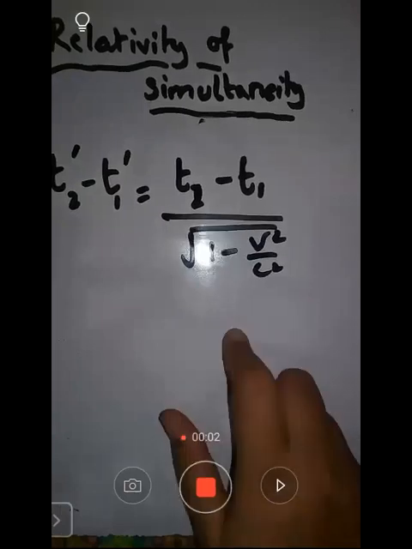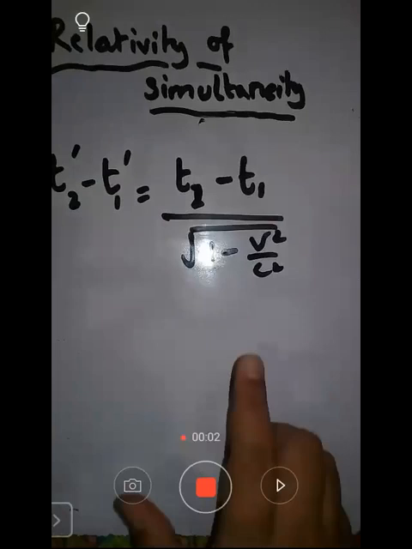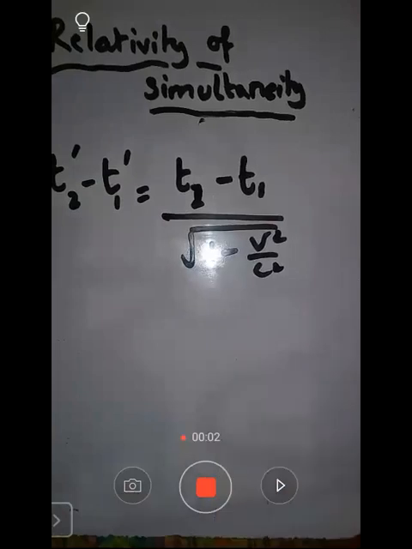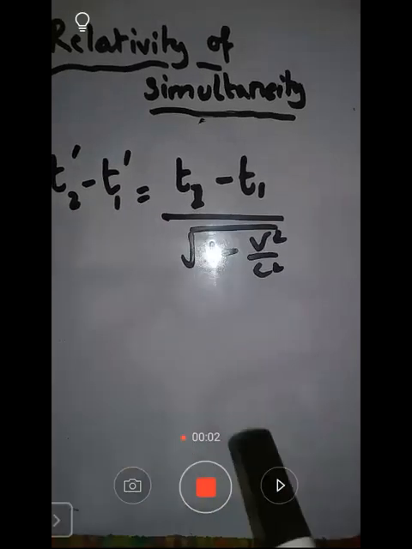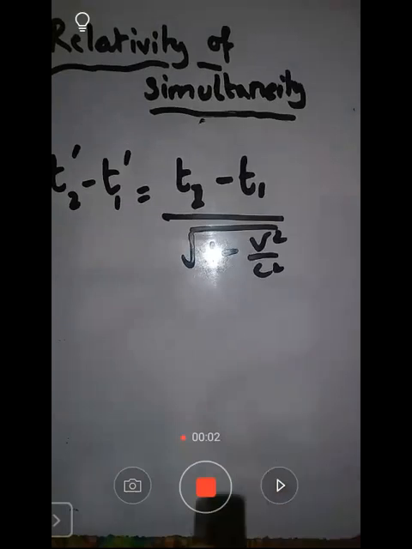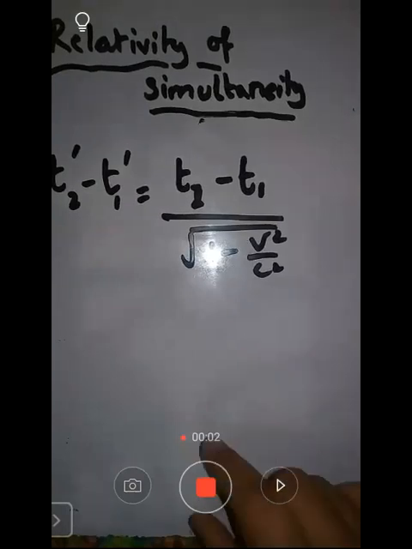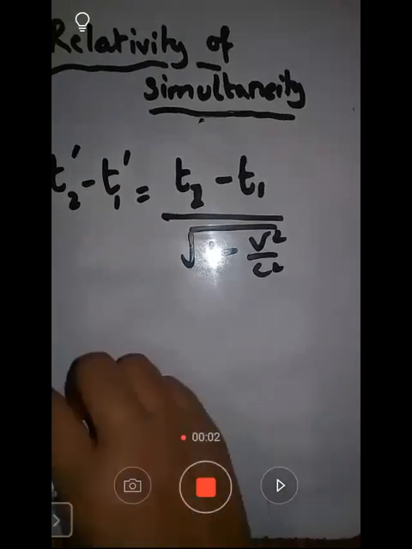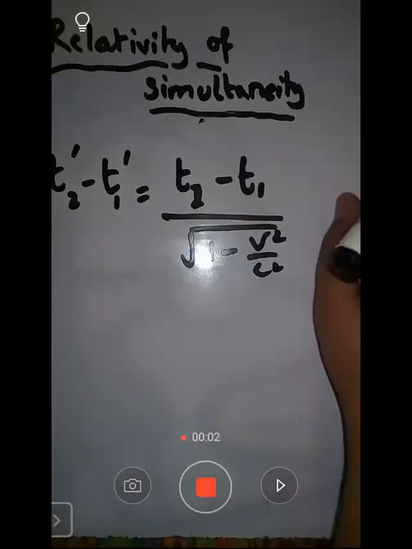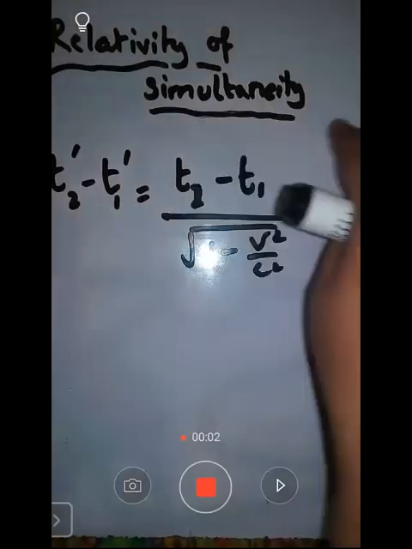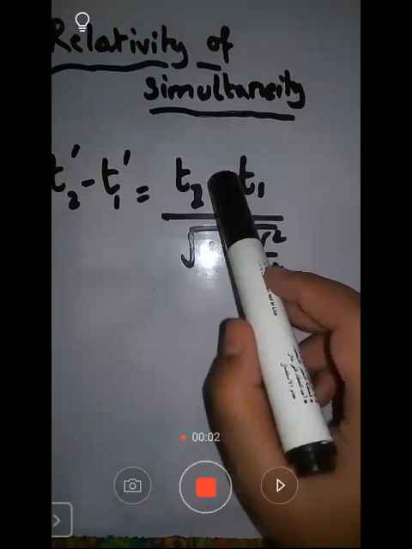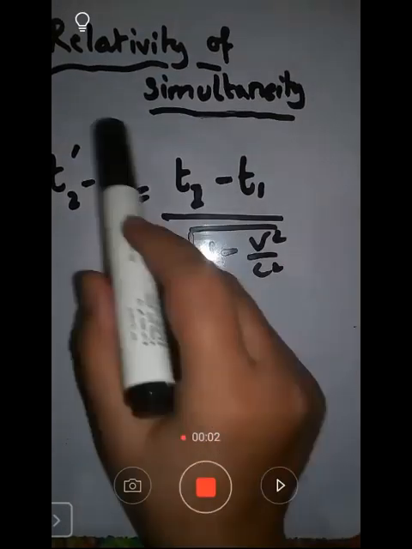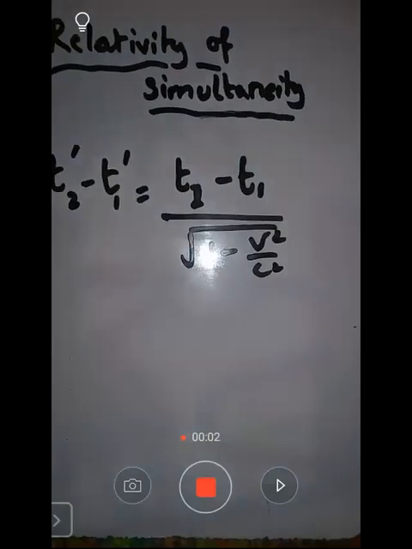This is the relation we get if the events occur simultaneously when observed from S dash frame of reference: it is equal to T2 dash minus T1 dash. And when the events are occurring simultaneously in the S frame of reference and we measure them, the time of occurrence of those two events will be equal to T2 minus T1. So this portion belongs to the observation from the S frame of reference, and this portion belongs to the observation from the S dash frame of reference.